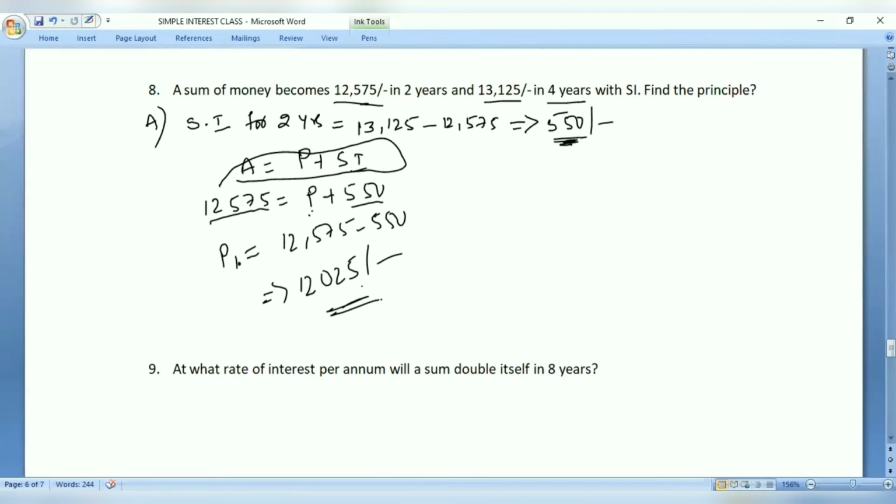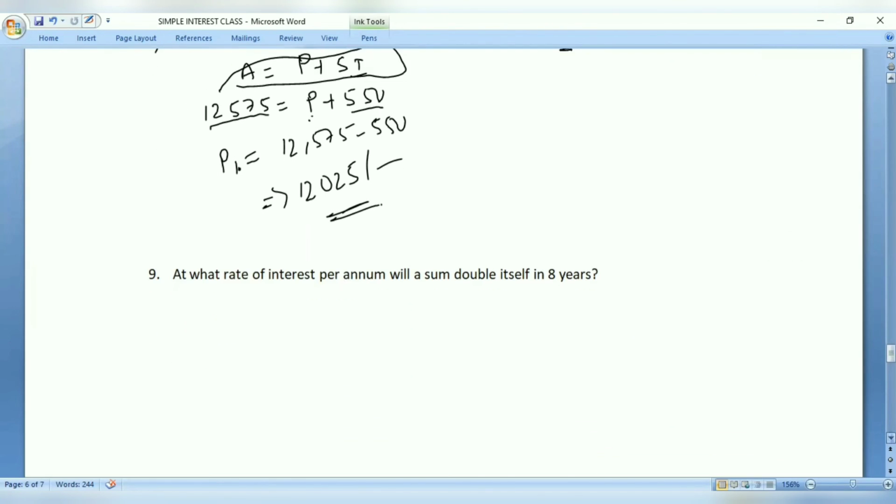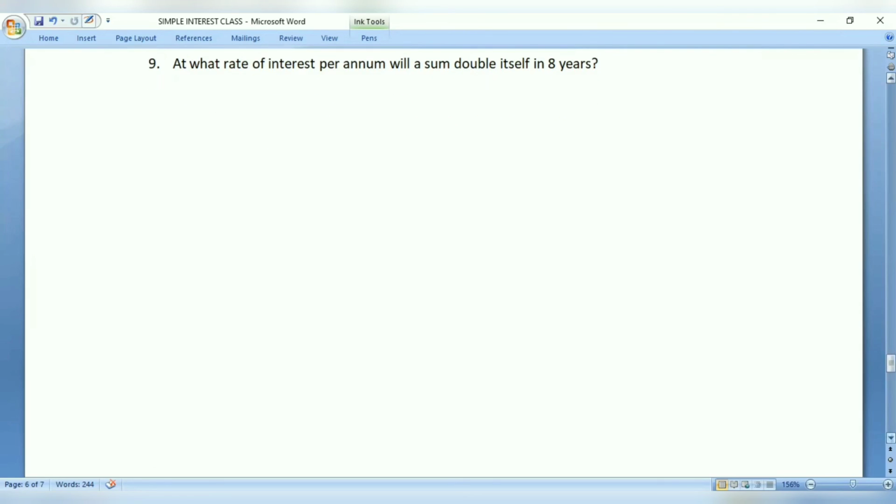Now let us look at the next question. What is the question? At what rate of interest will a sum double itself in 8 years? This is the question being asked. Okay. At what rate of interest per annum a sum will double itself in 8 years? Okay. So now let us understand what is given to us and what we need to calculate.